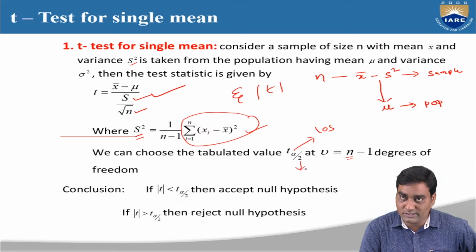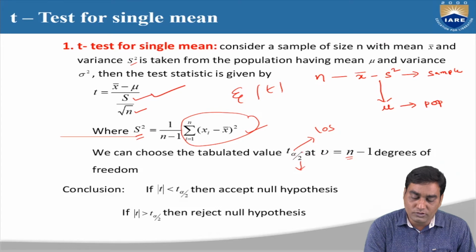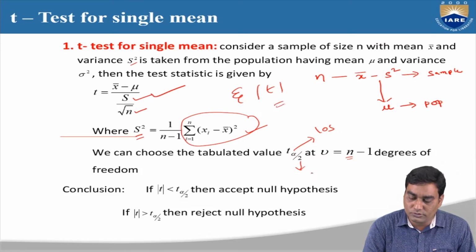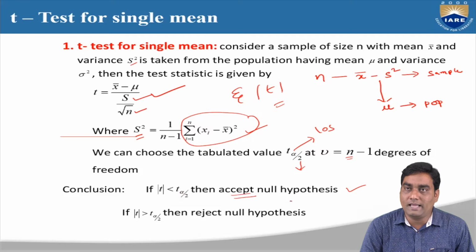We'll discuss the t distribution table while we are doing the problems on this topic. So we can choose the tabulated value t alpha by 2 at n minus 1 degrees of freedom. This is the tabulated value and mod t is the calculated value. According to these two values we can give the conclusion. If mod t is less than t alpha by 2, the tabulated value, we are going to accept the null hypothesis.